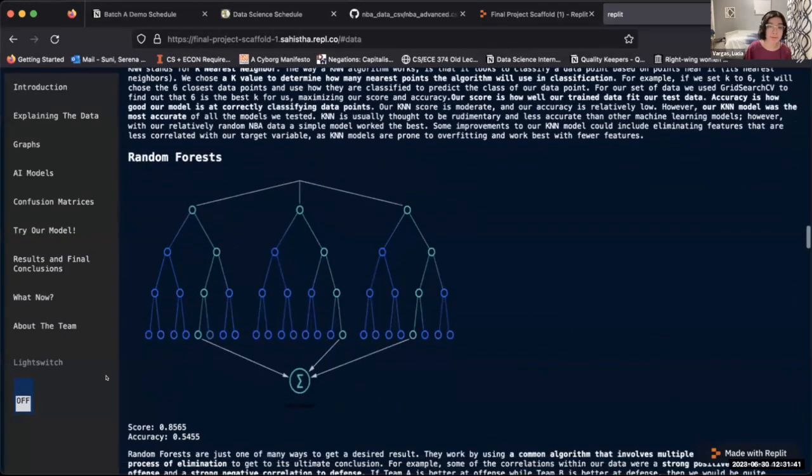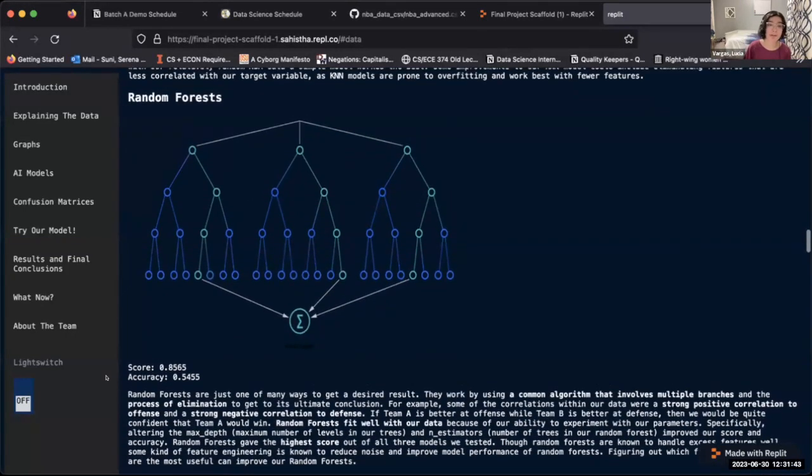Another AI model that we used was random forests, and they worked by using a common algorithm that involves multiple branches and the process of elimination to get its ultimate conclusion. Random forests fit well with our data because of the ability to experiment with our parameters, specifically altering the max depth and n estimators to improve our score and accuracy. While random forest gave a relatively average accuracy in comparison to the other AI models we tested, it did end up producing the highest score.